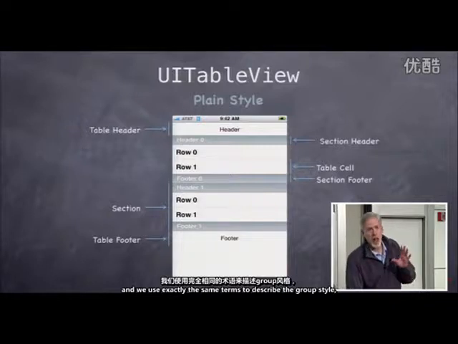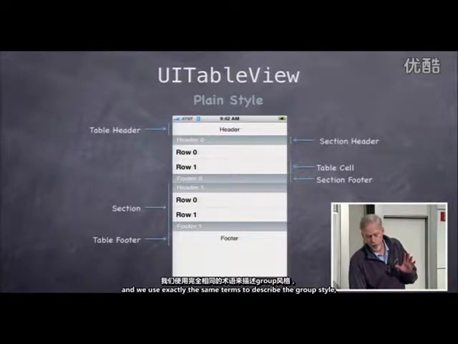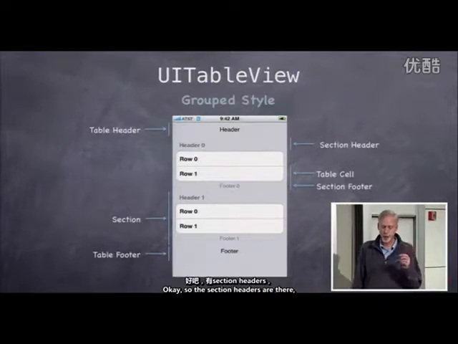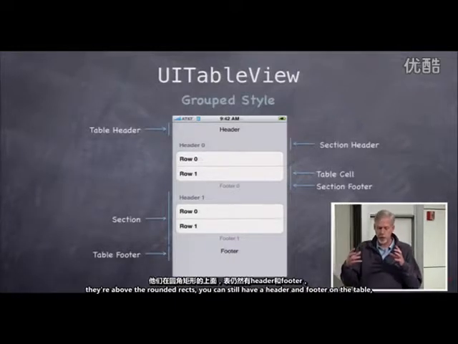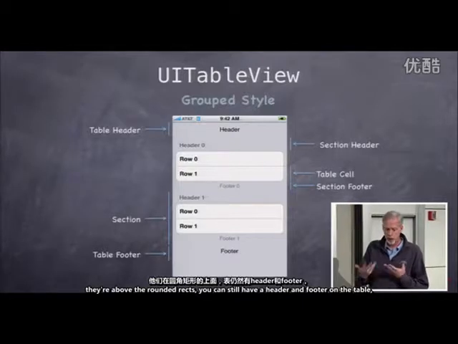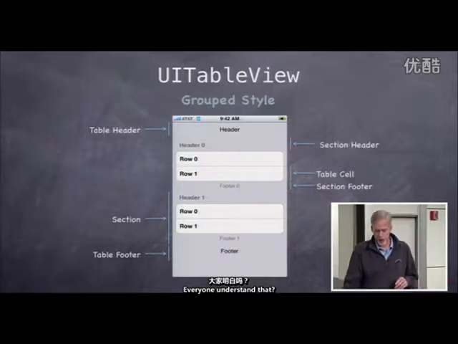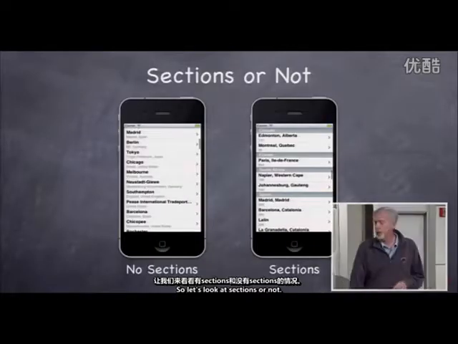And we use exactly the same terms to describe the group style. So here's what the group style looks like with all those things. The section headers are there. They're above the rounded rects. You can still have a header and footer on the table. The rows are inside these little rounded rects. Understand that? So let's look at sections or not.